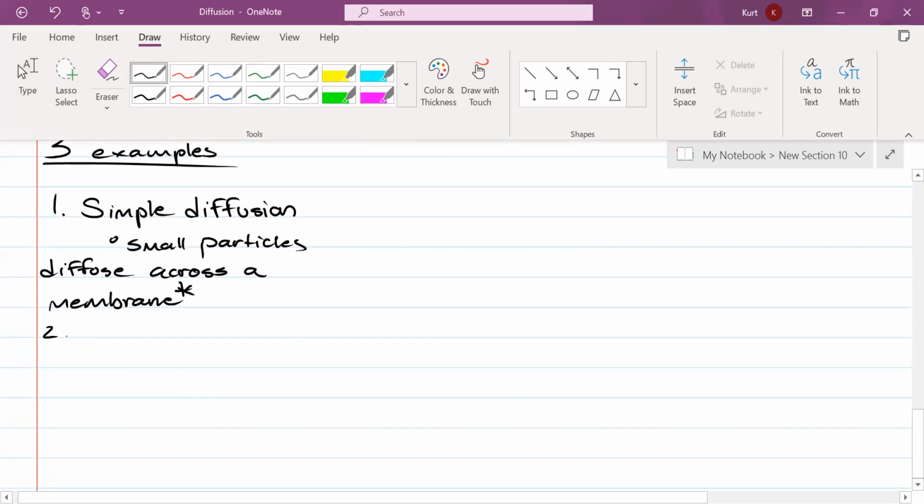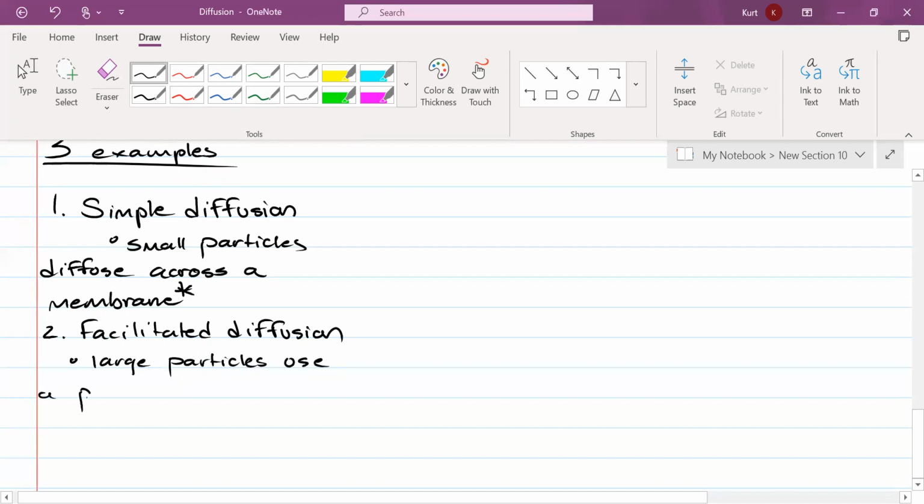Number two, facilitated diffusion. To facilitate means to help. If you have a learner's permit and your parents are teaching you how to drive, they're facilitating your driving ability. They're helping you. Facilitated diffusion is where large particles use a protein channel to diffuse across the membrane. Some particles are just too big to slip through the membrane, so they need a tunnel. They need a channel protein.